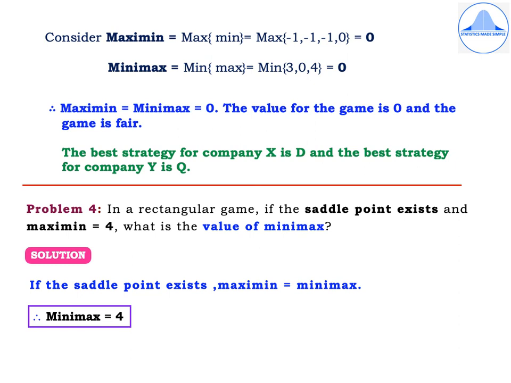So continuing with problem 4 now. In a rectangular game, if the saddle point exists and maximin is equal to 4, what is the value of minimax? So in this problem, they have mentioned that the saddle point exists. So when the saddle point exists, you should remember that maximin will always be equal to minimax. So therefore, the answer is minimax is also equal to 4.